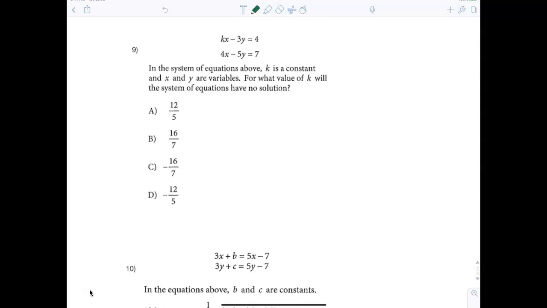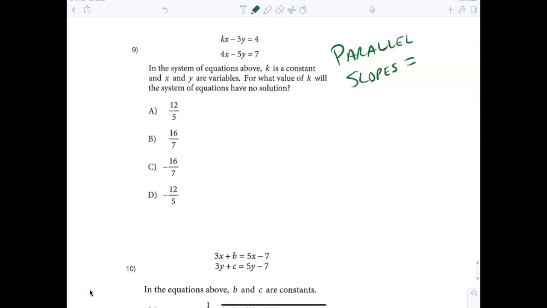Number 9 is kind of a tricky one because it's got another constant. In the system of equations above, k is constant, and x and y are variables. For what value of k will the system have no solution? If they have no solution, what does that tell me about the lines? They are parallel. So I want everybody to put parallel. And if they are parallel, what's true about the slopes again? They are equal slopes. That is exactly correct. Slopes are equal again.